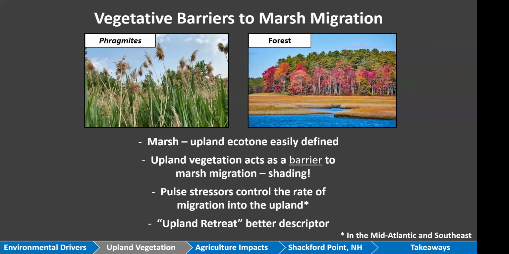Second, the upland vegetation community acts as a barrier to marsh migration, mostly just through shading out these really light dependent graminoids. And through the literature, it really seems that press stressors, so these big king tides or these hurricanes, or in some cases pests or even fires, actually control the rate of migration into the upland because you actually have to remove that barrier or that shading. And I really like to think about these two things not so much as marsh migration, but really as upland vegetation retreat.